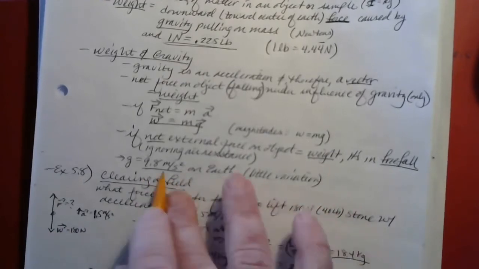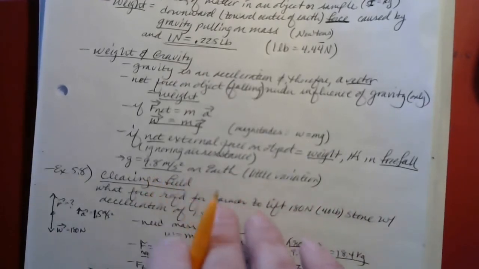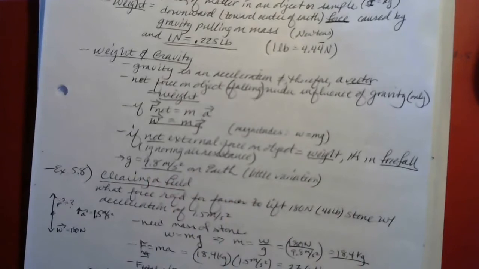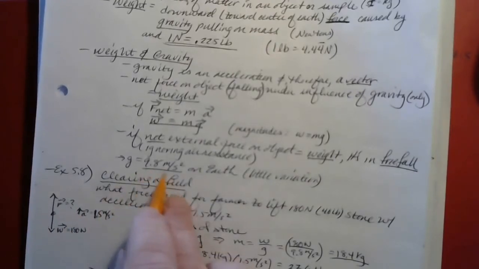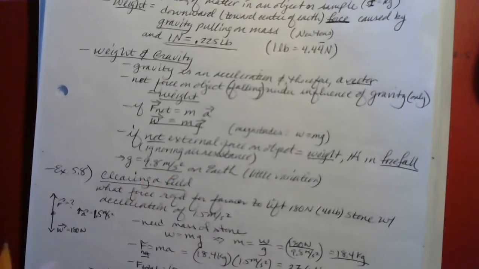There is some variation from one place to another on Earth. Gravitational attraction varies a little bit with things like altitude or with latitude. As you go north and south, it can vary a little bit. And as you go up in the mountains, it can vary a little bit from what it is down in the valley. But it doesn't vary very much. And it basically always rounds off to 9.8 meters per second squared.